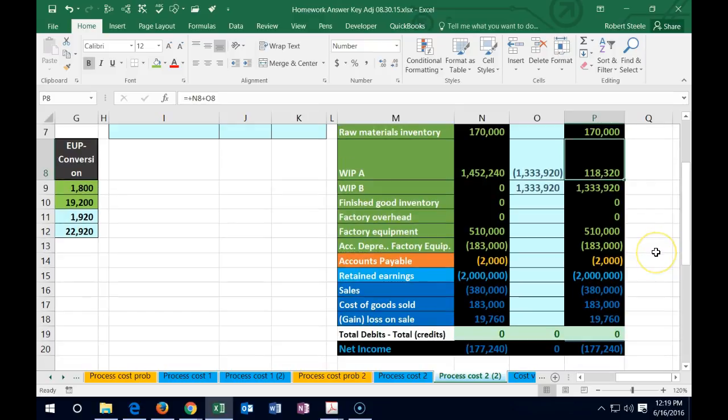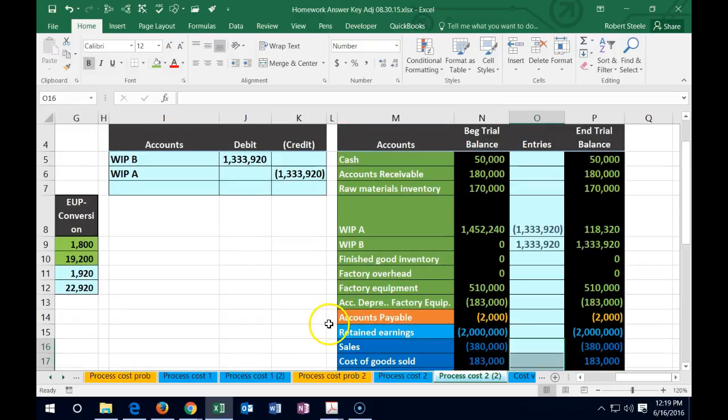Of course, there's no effect on the income statement for this process because we're only allocating the asset through our production process at this point. It will affect the income statement in the form of cost of goods sold when we finally sell our inventory. But of course, it's going to have to go from B to finished goods, then finished goods to cost of goods sold.